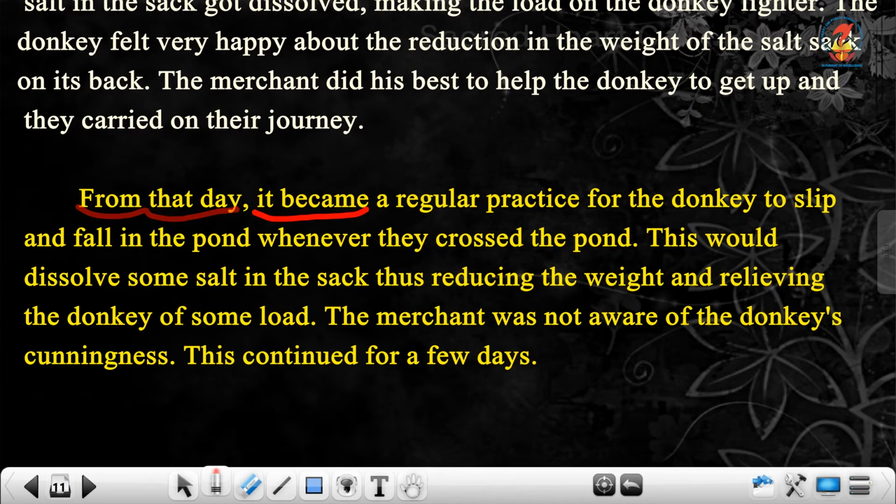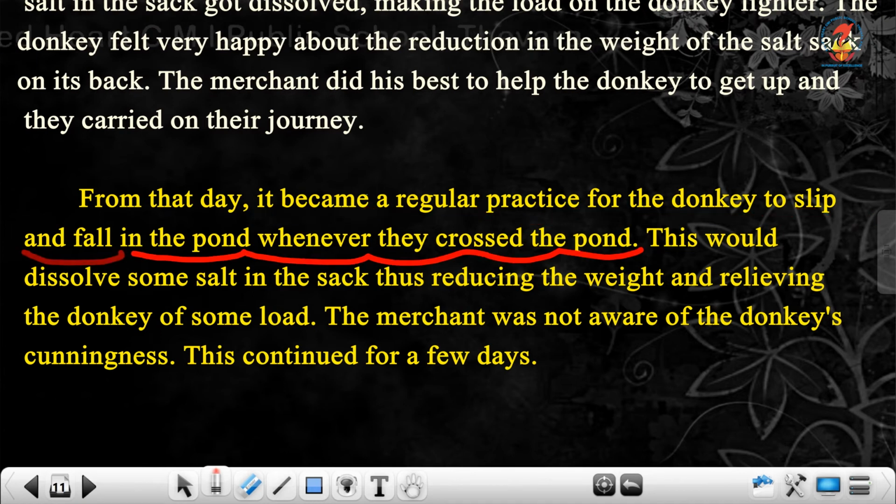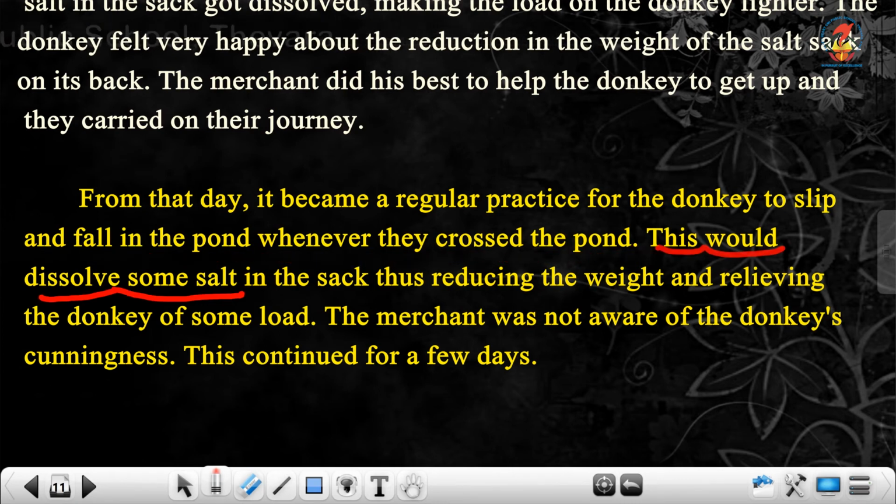From that day, it became a regular practice for the donkey to slip and fall in the pond whenever they crossed the pond. This would dissolve some salt in the sack, thus reducing the weight and relieving the donkey of some load. The merchant was not aware of the donkey's cunningness, and this continued for a few days.